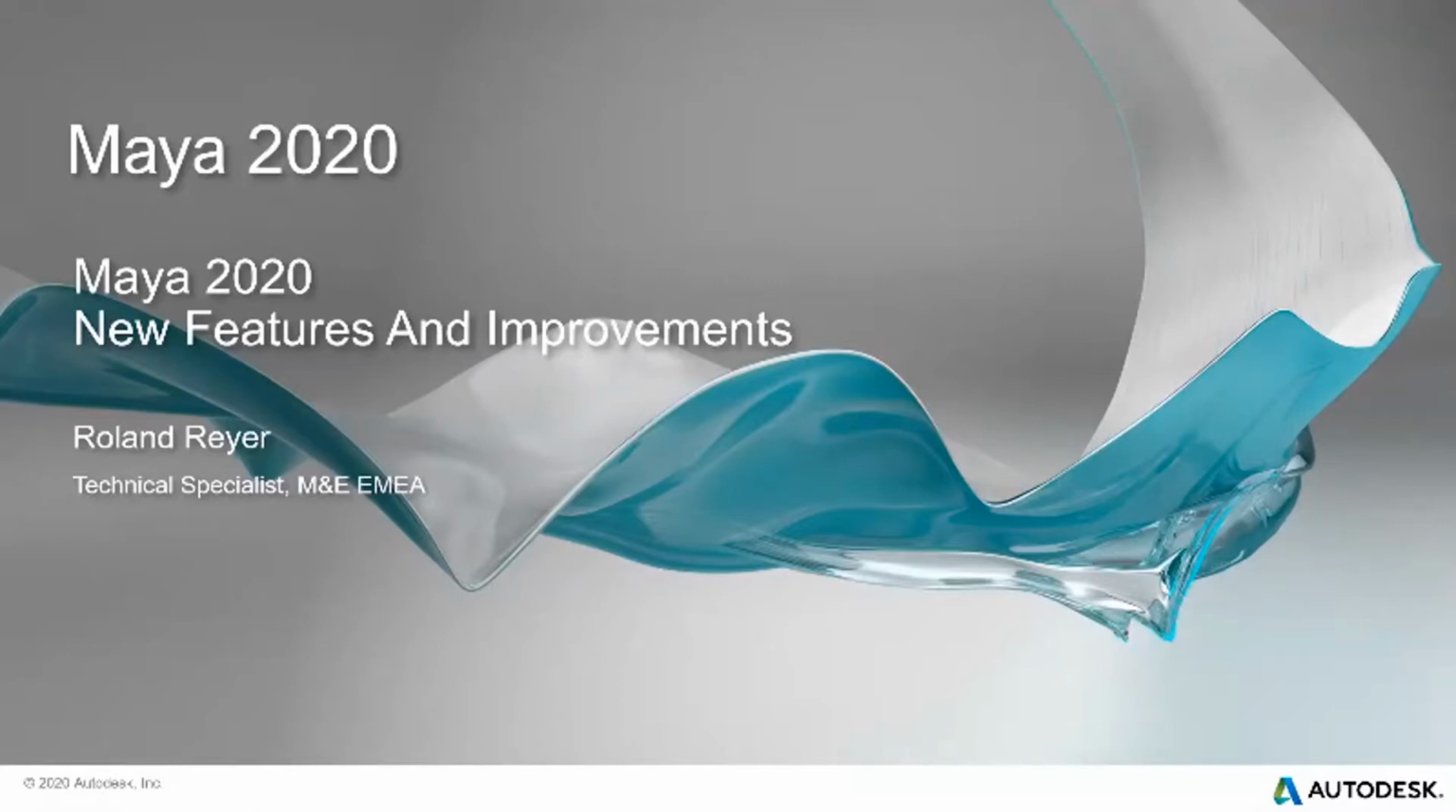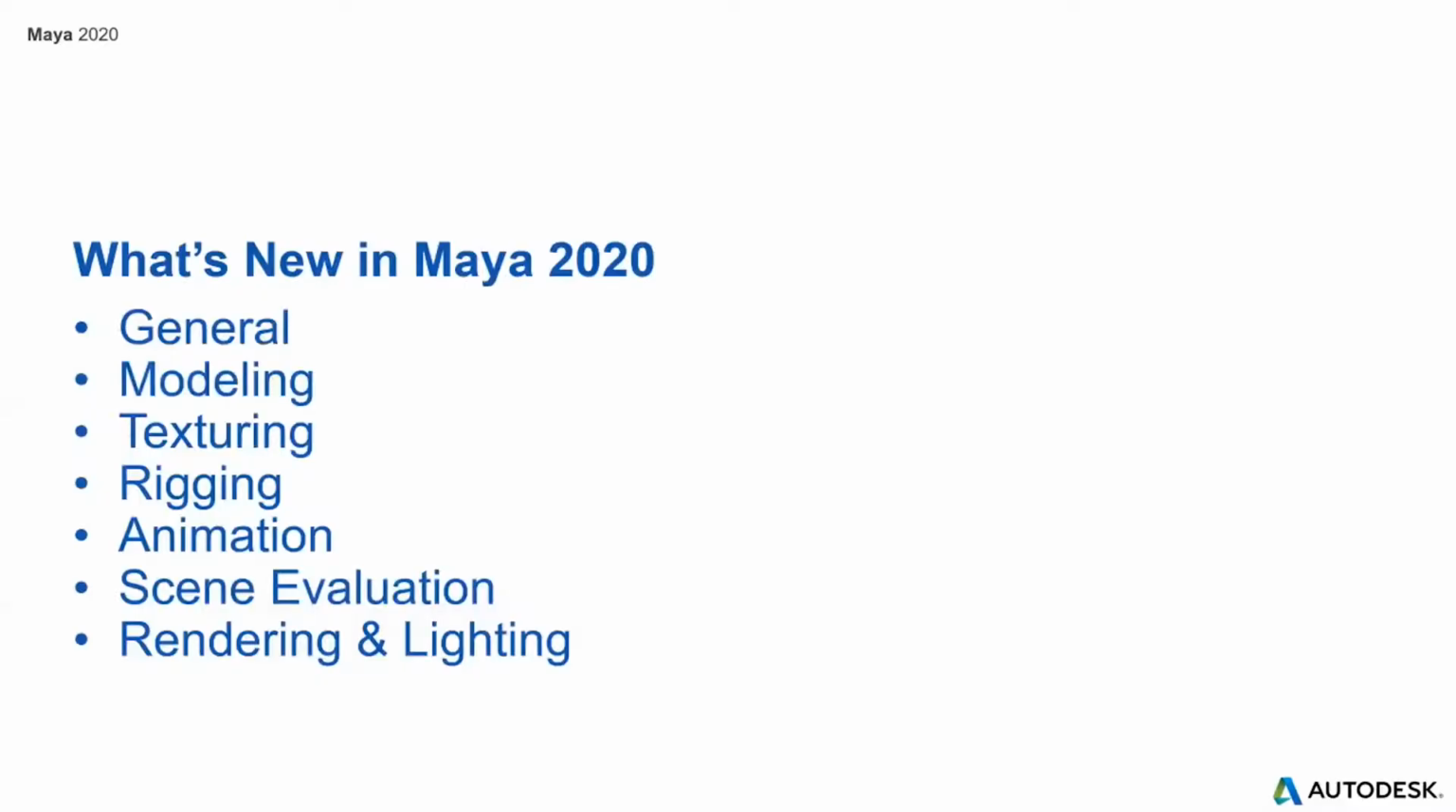Features and improvements. In all versions, there are improvements to the software. Sometimes it's not even noticeable, and sometimes it's quite dramatic, you know, that the speed of the software sometimes makes a dramatic jump forward. So here's a rough overview. We're going to talk about the general improvements, then modeling, texturing, rigging, and animation.